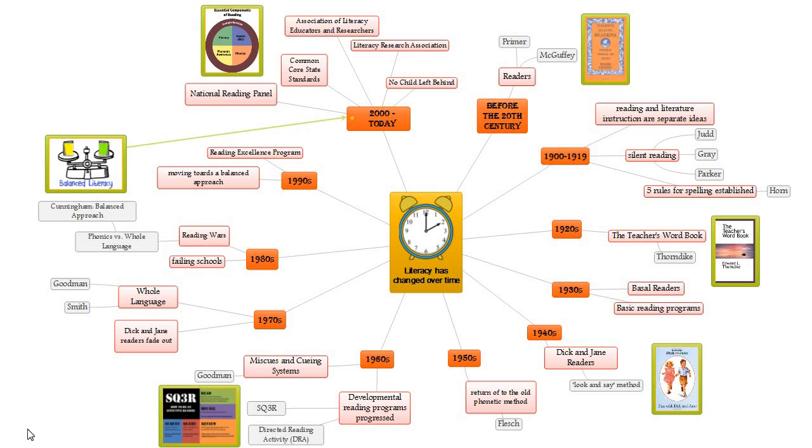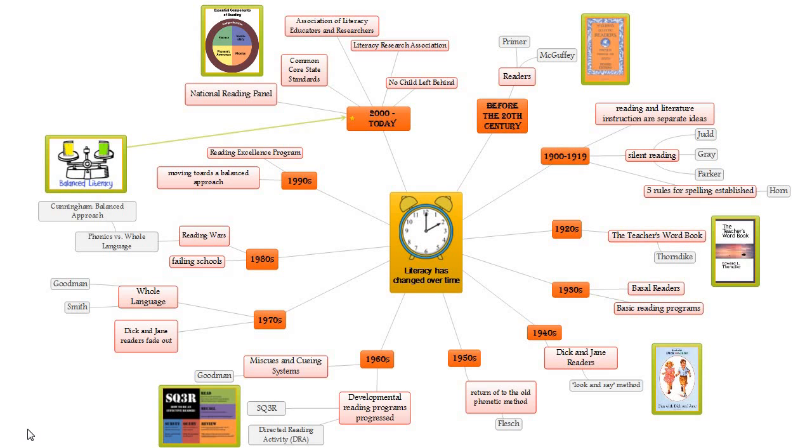for week 1. I chose a clock as my central image because the lecture showed us how literacy has evolved over time. My mind map was created in a timeline format, showing all of the key points in the history of literacy and how we got to where we are today.